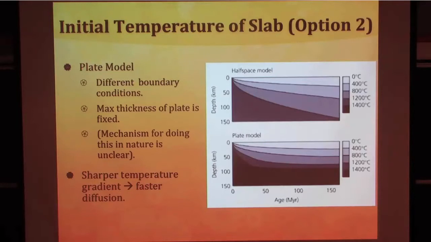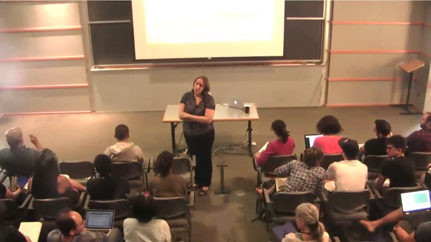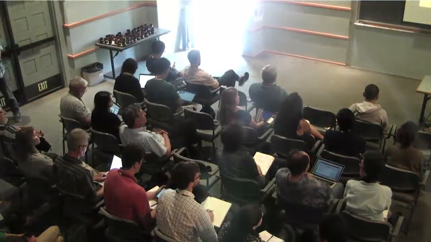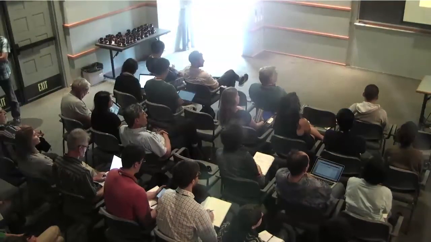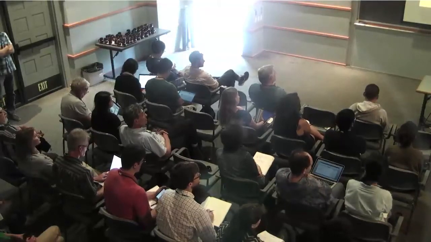I want to add something to the plate model because I know Shiji has done a lot of calculation on this, and the conclusion is that if the slab gets too thick, it will cause a small scale instability, which will thin the slab actually. Yes. Yeah. I didn't want to get into all of that here. But yes.